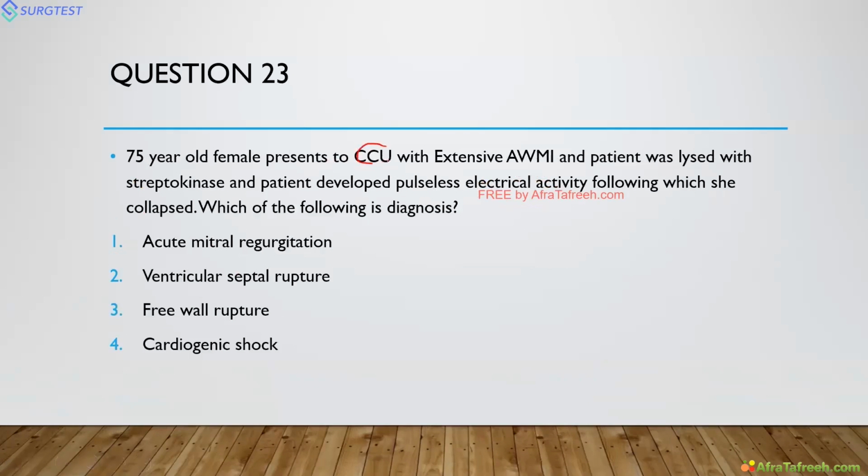A 75-year-old female presents to the CCU with extensive anterior MI. The patient was given streptokinase. The patient developed pulseless electrical activity. This is a very important key point. Following which she collapsed. Which of the following is the diagnosis? Very good. There is an equal split among the answers, and two of them are correct. The main point is the pulseless electrical activity, in a 75-year-old female. The patient would have a thin and akinetic myocardium. So the correct answer for this question is free wall rupture.